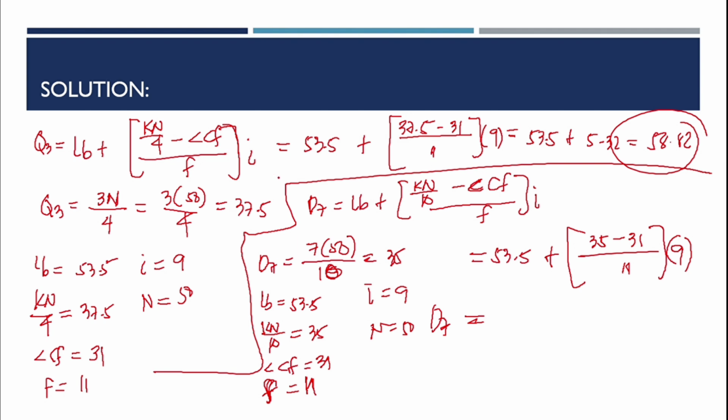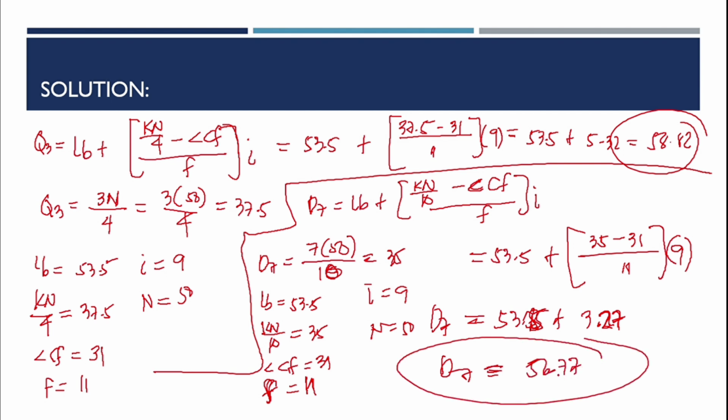3.27. So this one is 53.5 plus 3.27. Okay, 3.27. Our D7 here is 56.77. Okay, that is 56.77.